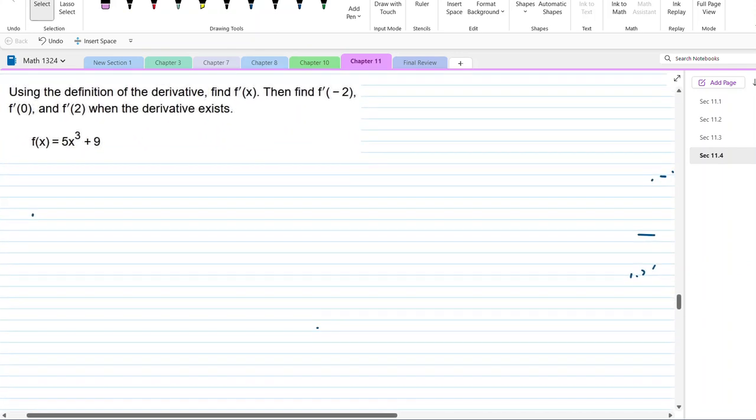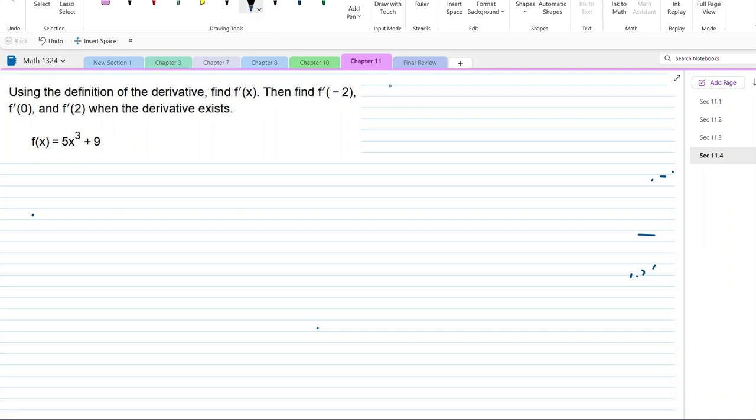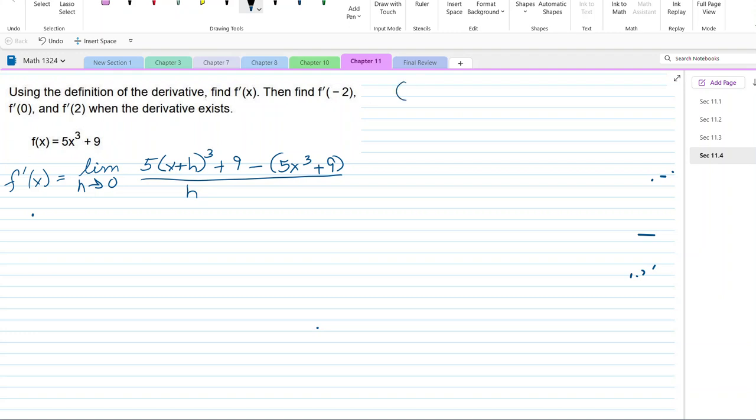Now we have one that's a cubic. So we know to multiply it. So in this case, let me state first, we want f prime of x as the limit as h approaches 0 of 5 times the quantity x plus h cubed plus 9, minus 5x cubed plus 9, all divided by that h. And we know that x plus h cubed is the same as x plus h times x plus h times x plus h.